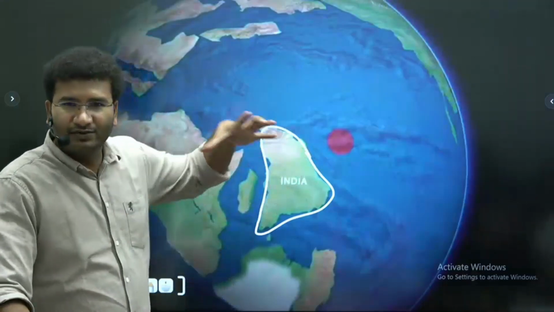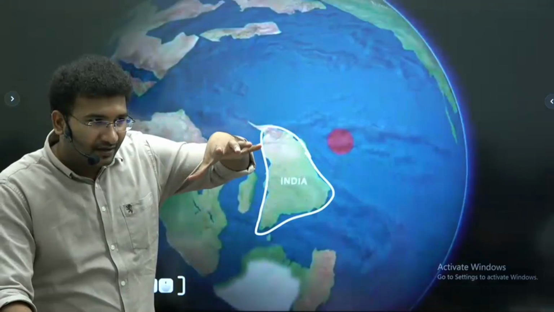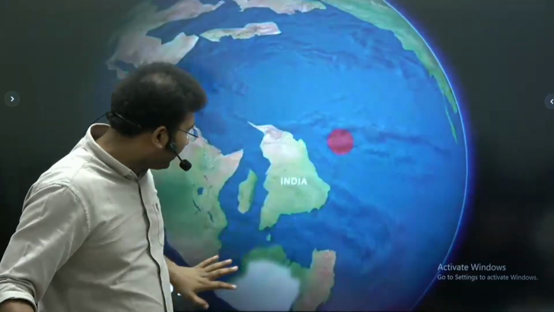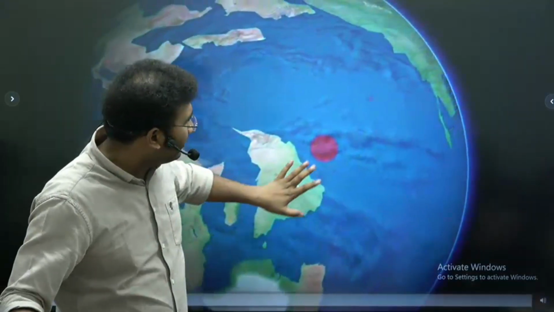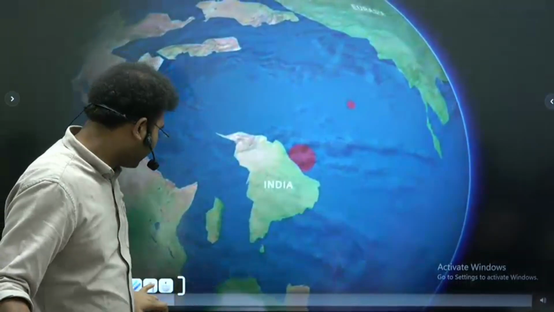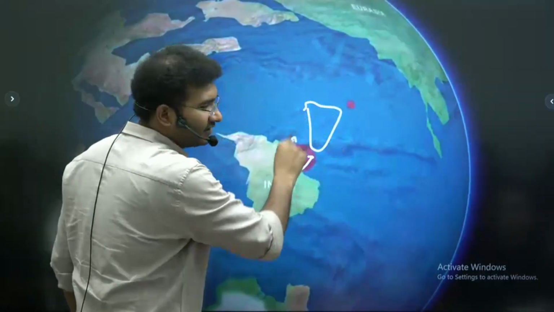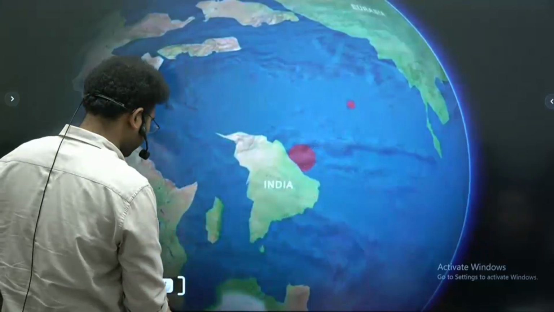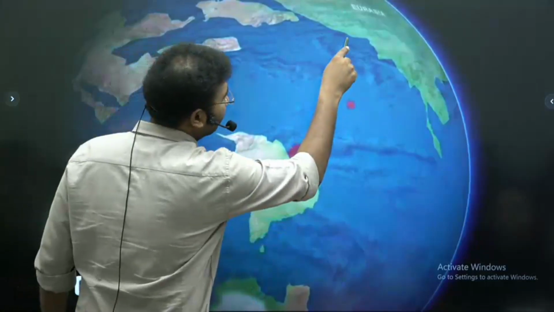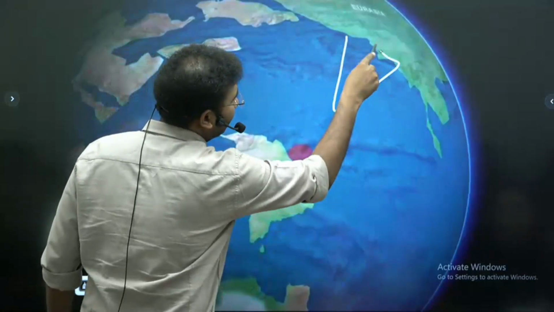The size of India was bigger. Okay? And when India went and collided with, imagine, India started its journey like this. After a few million years, India was somewhere here. Okay? Now, after a few million years, when India came here, India went and collided with Eurasia.